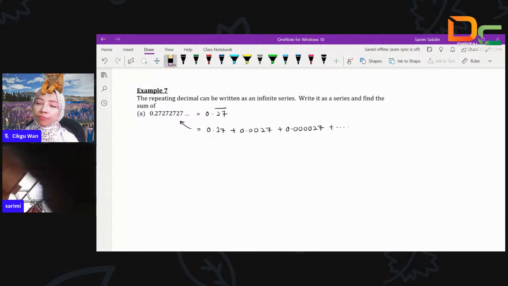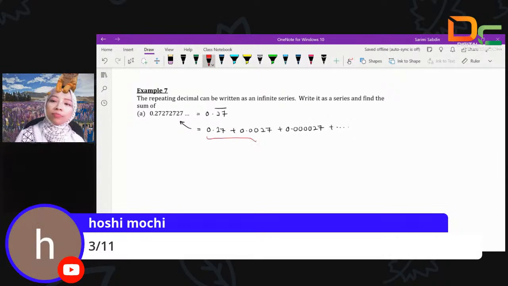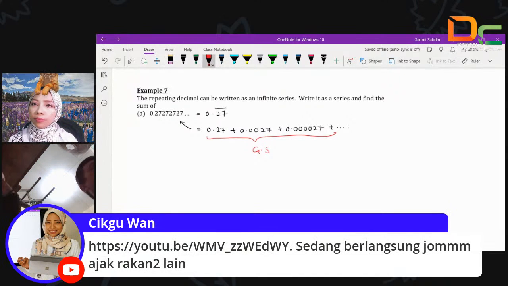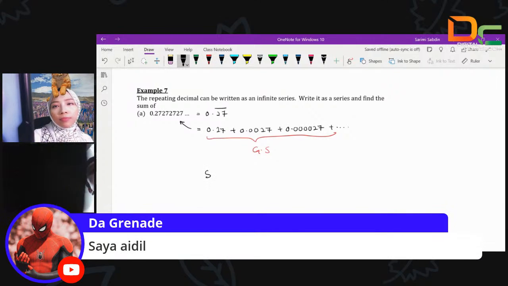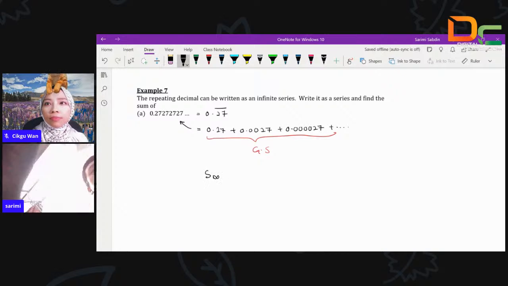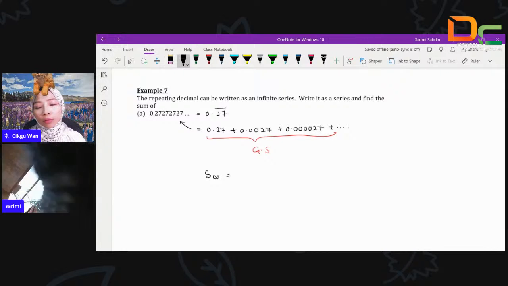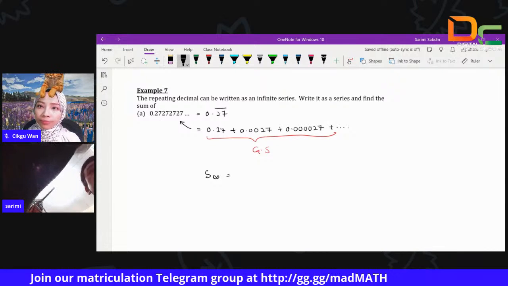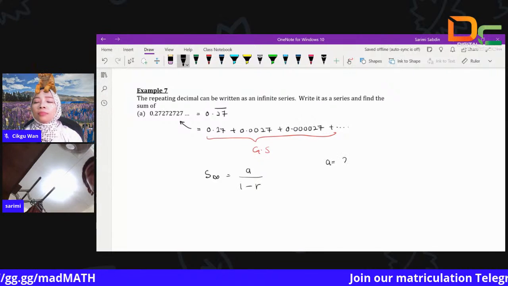Okay, so if we look at this sequence, this series, this is a geometric series. And this is a sum, so that means we can find the sum. And the sum goes on forever up to infinity. So this is the sum to infinity. That means if we can find the sum to infinity, this is equivalent with this recurring decimal. Alright, so to find the sum to infinity, the formula is a over 1 minus r. So we need to find a and r.